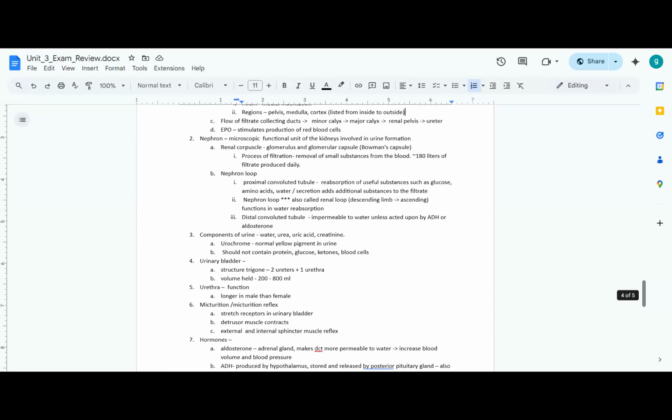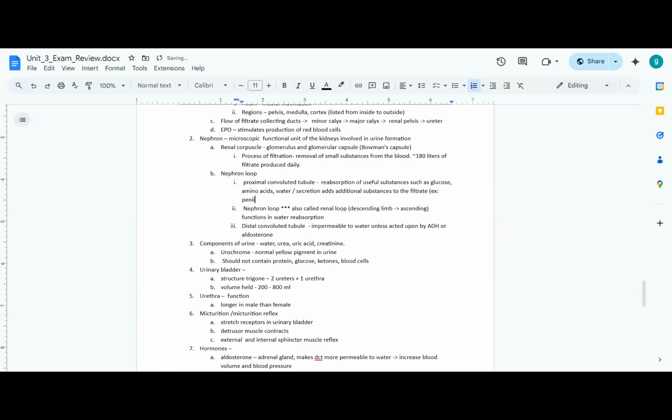The proximal tubule reabsorbs glucose, amino acids, and water, and does secrete additional substances into the filtrate. Examples: penicillin. The nephron loop, also called the renal loop, goes down, curves and up. So it's got a descending limb and an ascending limb. The key here is this is only water reabsorption. Distal tubule, no water reabsorption unless acted on by ADH or aldosterone.